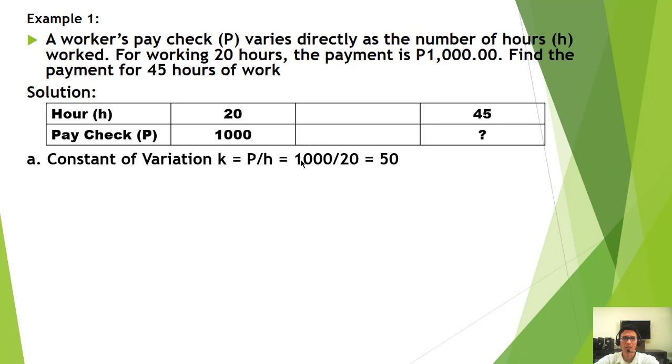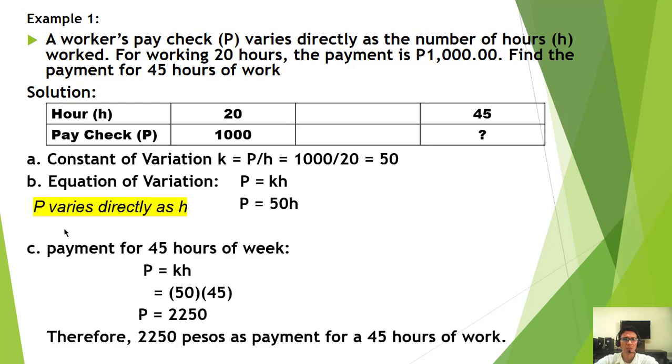That's why in this example, we have 1,000 divided by 20 is equal to 50. So 50 is our constant of variation. Next, we're asked to find the equation of variation. And we know how to translate this one. P varies directly as H. Paycheck varies directly as the number of hours.